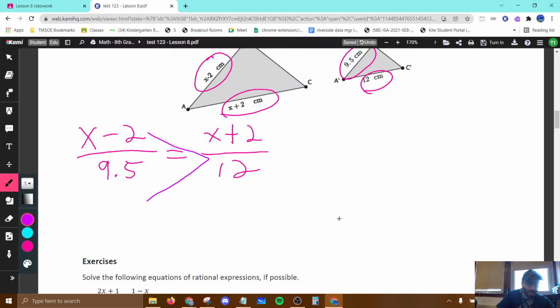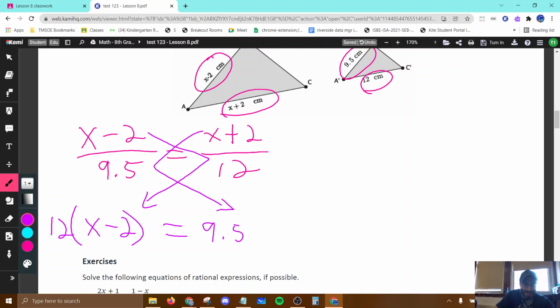Multiply, do that cross multiplication right here, not cross canceling, cross multiplication. So I have x minus 2 times 12. So 12 times x minus 2. So I'm multiplying this numerator by that denominator. And then I'm going to multiply this numerator by that denominator. So equals 9.5 times x plus 2. So I multiplied x plus 2 times 9.5. And then even though it's a decimal, you could still handle that.